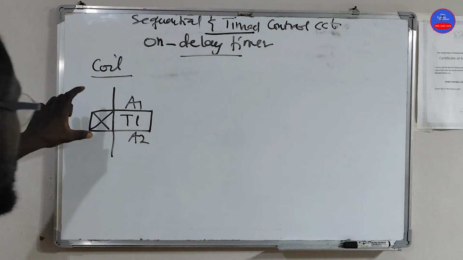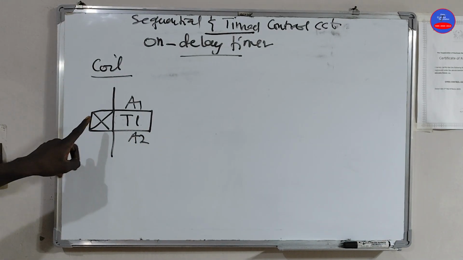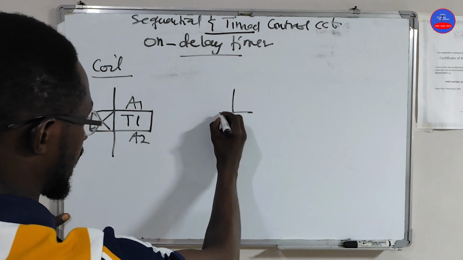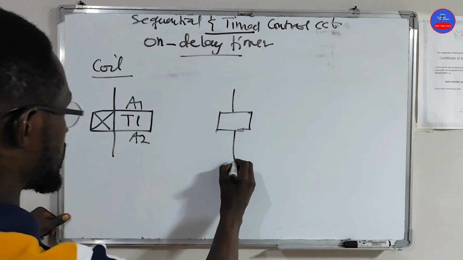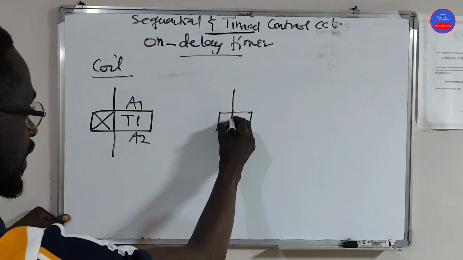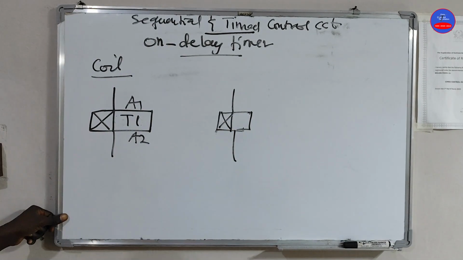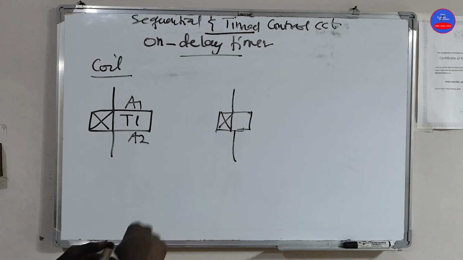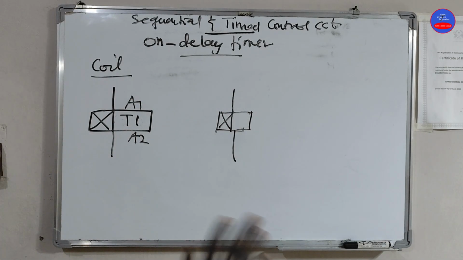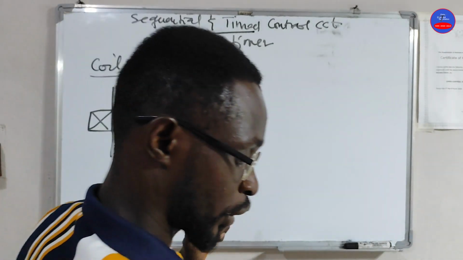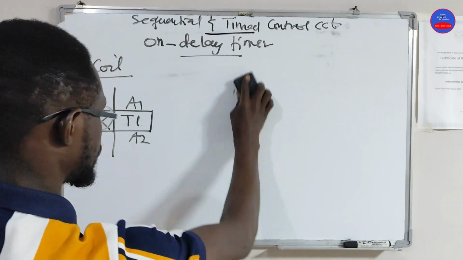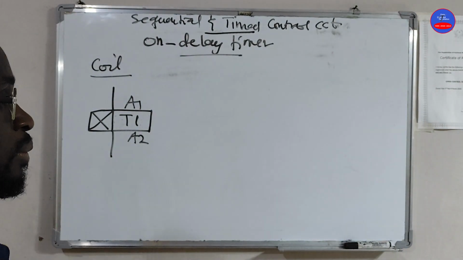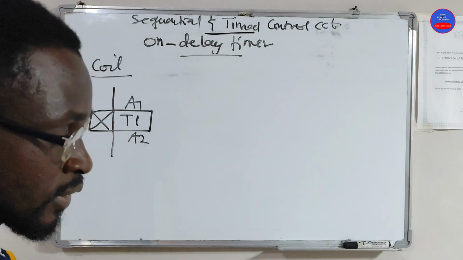So this is the symbol for a timer. It looks like the symbol for a contactor or relay coil, but with a timer you have to indicate it with a cross in the box this way. That differentiates it from a normal contactor coil or relay coil. So this is the symbol for the on-delay timer or the off-delay timer.